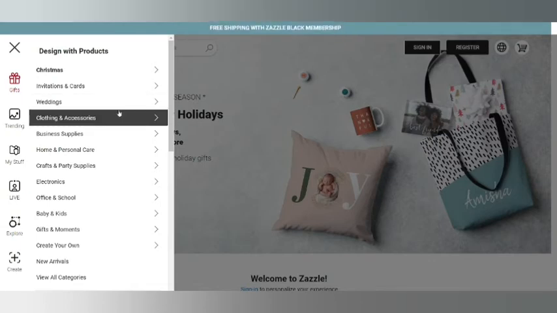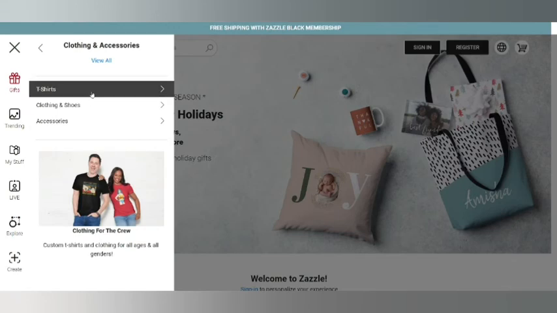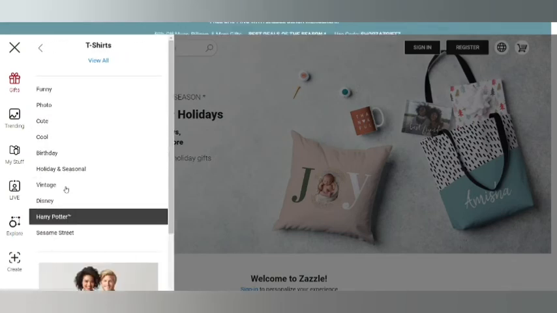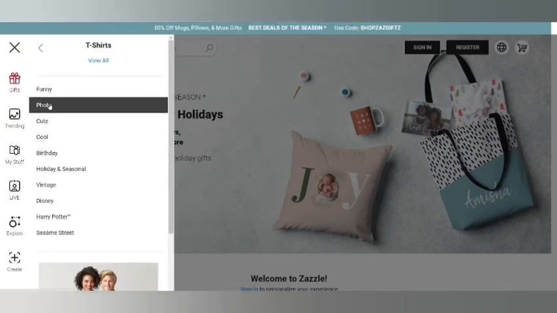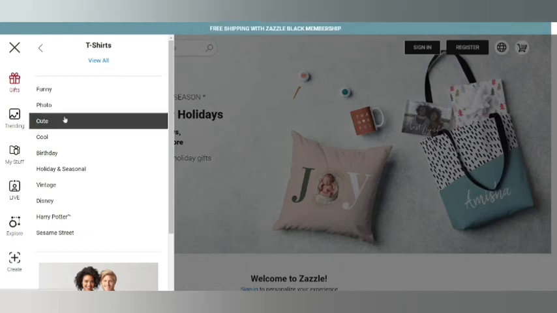Similarly, the wedding is a complete niche. I already talked about that. Clothing is accessories. If you're interested, now let me show you the t-shirts. You could see these are the niches. The funny is a niche. Photo, you could have a photo-based t-shirt, because since we are creating a template, people can replace the photograph that you already uploaded on a t-shirt with their own photograph as well.